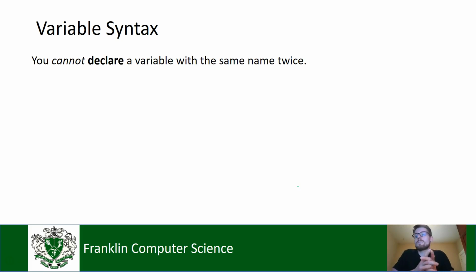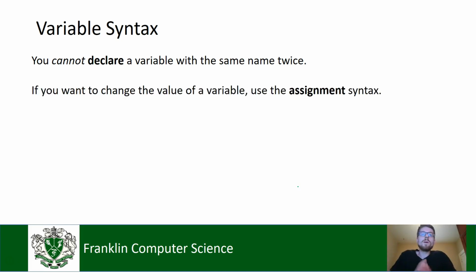Okay. You can't declare a variable with the same name twice. When you declare it the first time, you are saying, all right, set aside space in memory for this data, and I'm going to reference it with this name. So you can't declare it again because you've already set aside space for stuff with this name. If you want to change the value, it's a variable. You're allowed to change its value, what's stored there. You just use the assignment syntax.